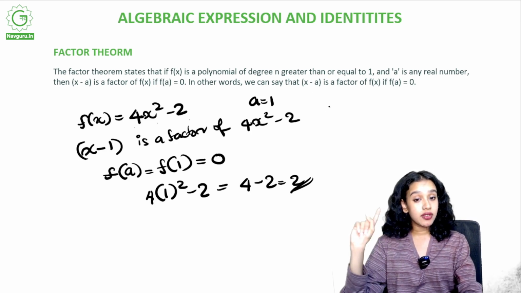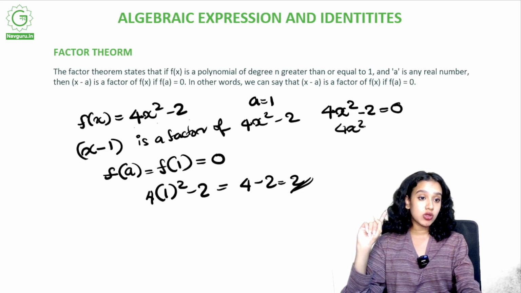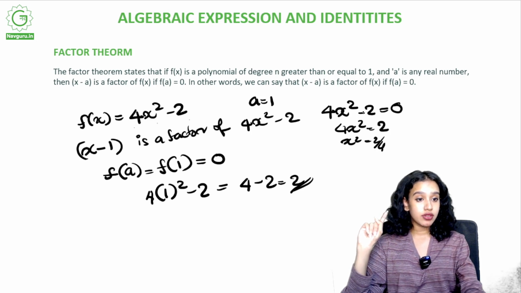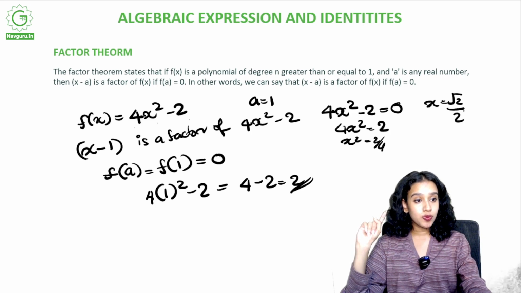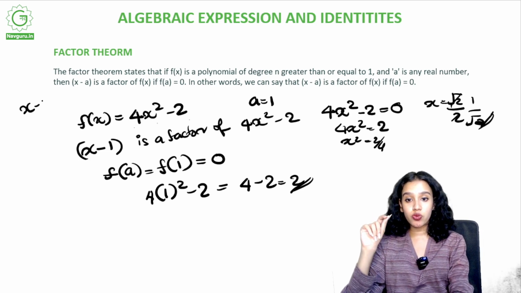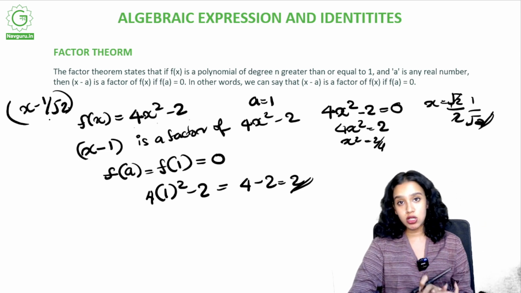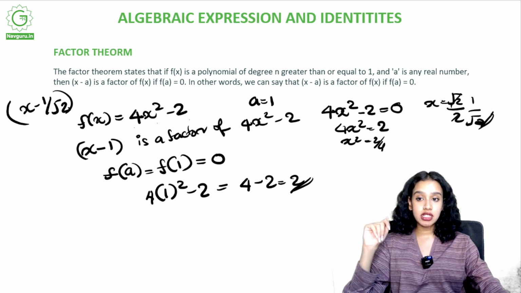Now, is there any way to find out the factor? Yes. We have to do 4x square minus 2 is equal to 0. So we'll get 4x square is equal to 2 and x square is equal to 2 by 4, right? Then x is equal to root 2 by 2, or we could say 1 by root 2. So the solution of this is 1 by root 2. So x minus 1 by root 2 is actually a factor of 4x square minus 2. So I hope everything is clear.